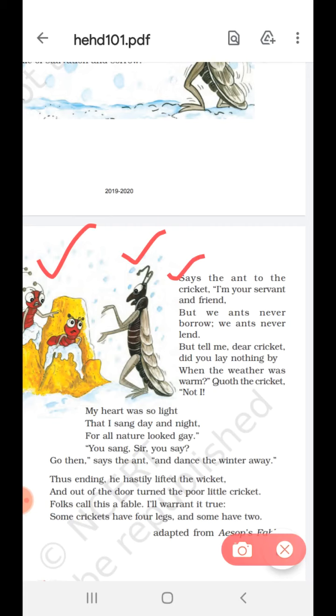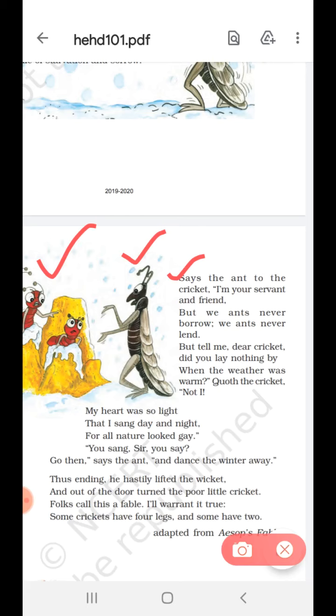Says the ant to the cricket, I am your servant and friend. But we ants never borrow, we ants never lend. But tell me, dear cricket, did you lay nothing by when the weather was warm? Quoth the cricket, not I. My heart was so light that I sang day and night, for all nature looked gay. You sang, sir, you say. Go then, says the ant, and dance the winter away.